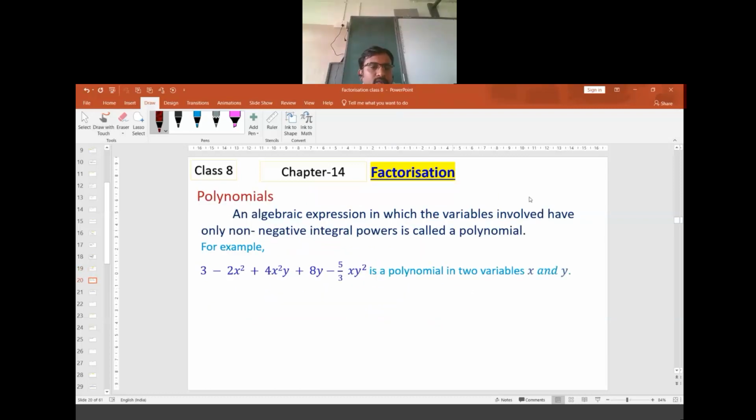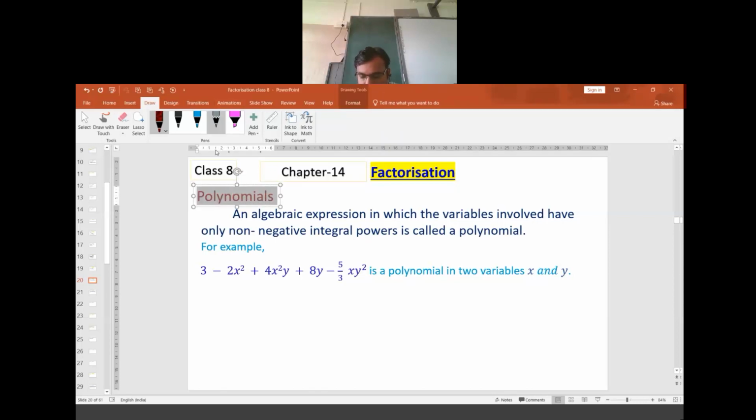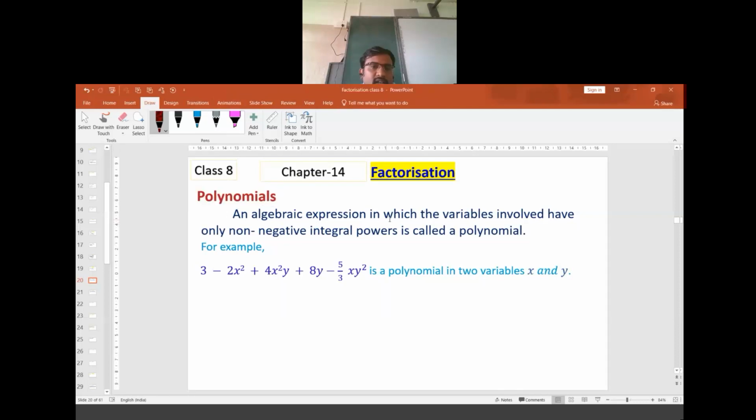A statement for you. Polynomial, you should understand what is a polynomial. An algebraic expression in which the variables involved in the terms have only non-negative integral powers is called a polynomial. It means the power of the variable has to be an integer, a positive integer.